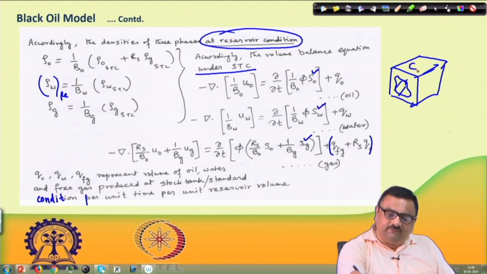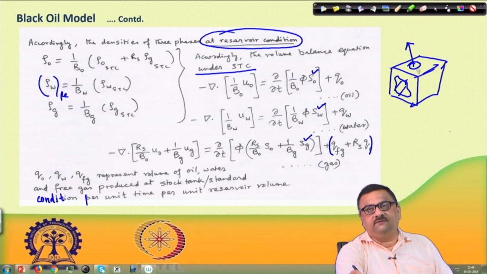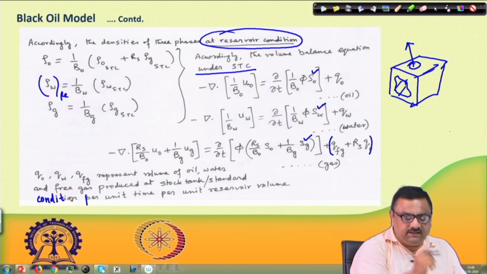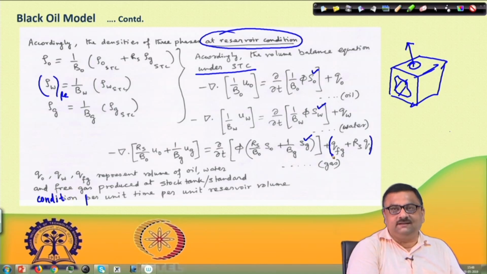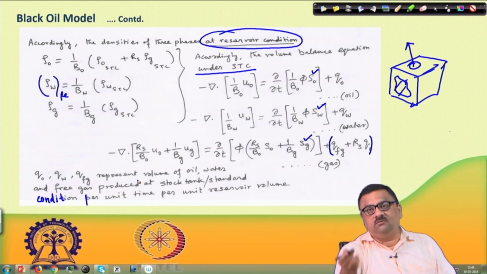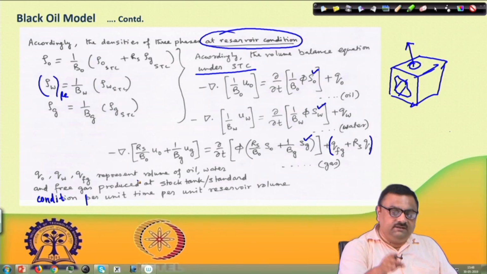Suppose I have some way to produce some oil, water and gas from this differential volume, and let that be QO, QW, QFG. QFG is free gas, because you are producing both free gas and dissolved gas. So, QO, QW, QFG represent the elements produced. So, this is the volume produced. Volume means we have to ask at what condition, that is important. Volume can be under two conditions, so there will be two different volumes: one at stock tank condition, another at reservoir condition.